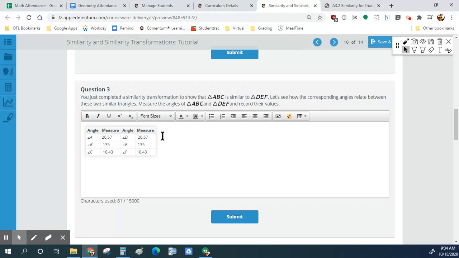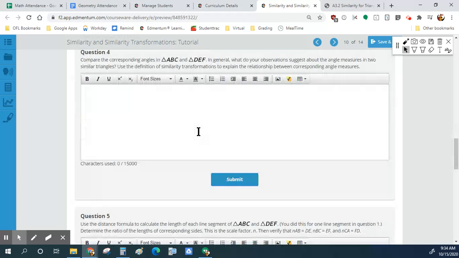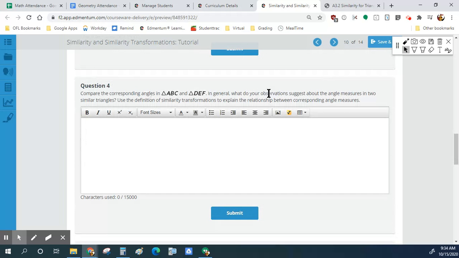So if you look here, the angle stayed the same. So compare the corresponding angles. The angles of the corresponding vertices. Vertices are the corners, basically. So the angles of the corresponding vertices are congruent.